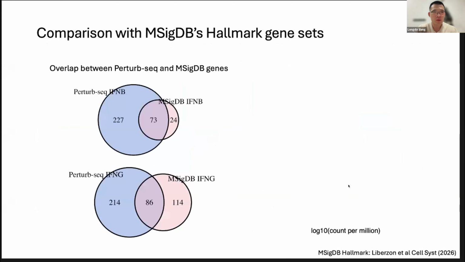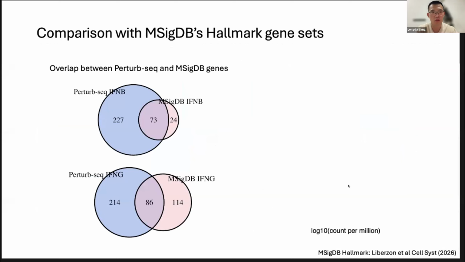All right, so the next thing we want to do is to benchmark our gene list against other external gene set databases. We chose the MSigDB Hallmark, one of the most widely used gene set databases out there, as a benchmark. And we observed a substantial overlap between our Perturb-seq gene list and the MSigDB gene list, which is a good sign. However, we also observed there are many unique genes from both our end and the MSigDB end.